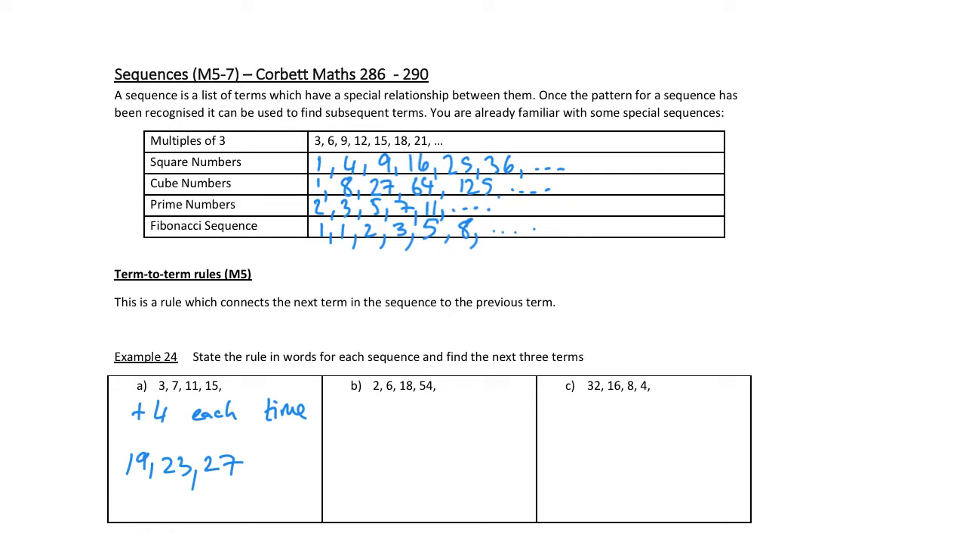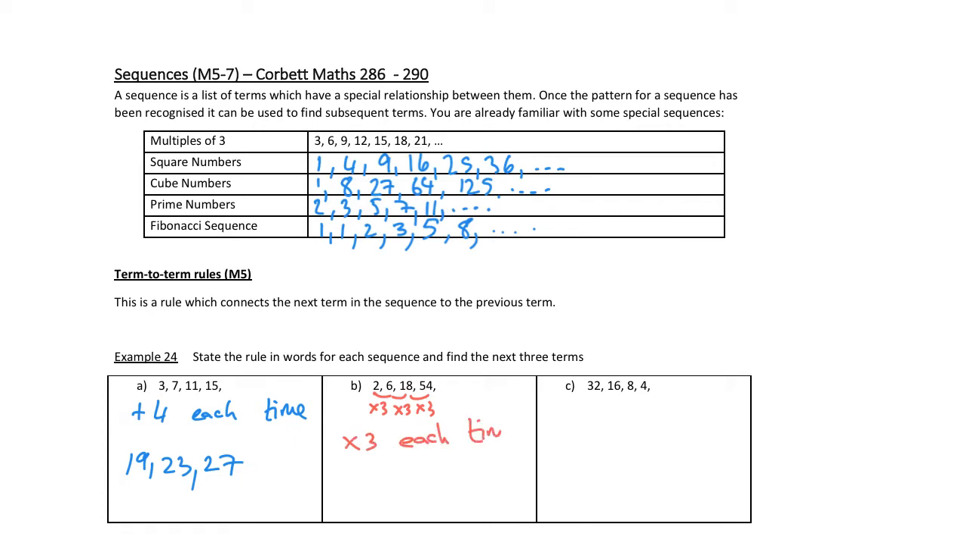The next one then, to get from 2 to 6, it could be add 4. But then 6 add 4 doesn't get to 18. So it's not going to be an adding on 4 each time. Another way to get from 2 to 6 is to multiply by 3. 6 3s are 18, so that works again. And 18 times 3 is 54. So the rule there is multiply by 3 each time.